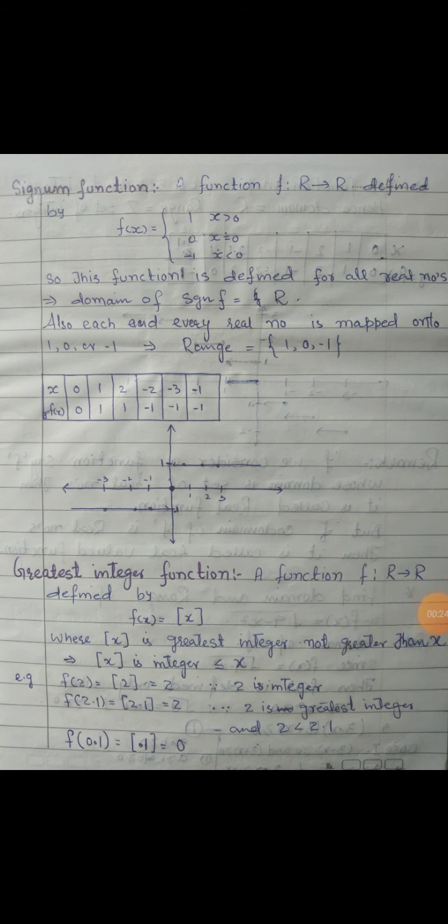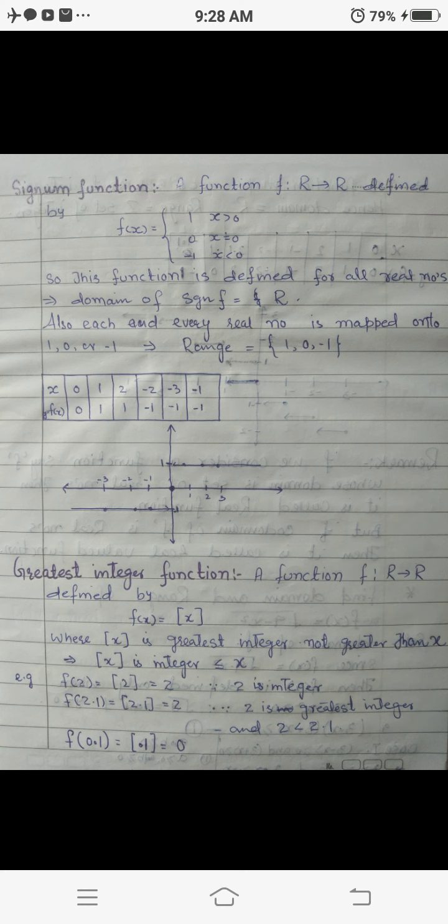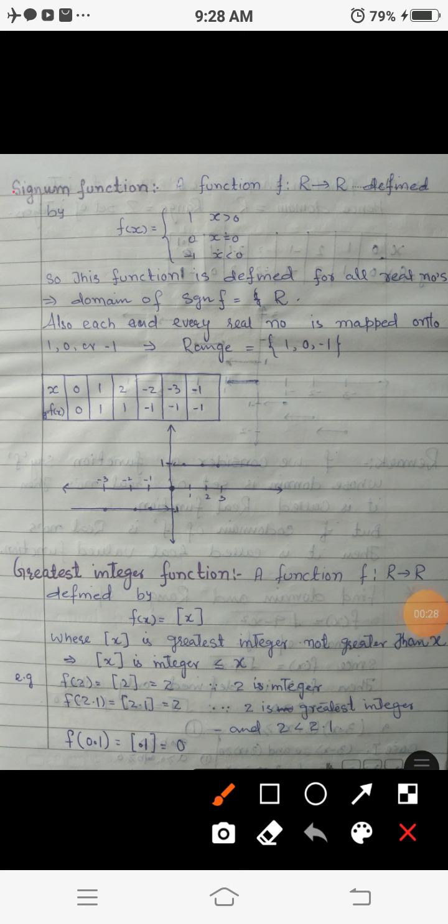Now a signum function is a function f from R to R defined by f of x is 1 if x is positive, that is, it relates positive real numbers to 1. f of x is 0 if x is 0, that is, 0 goes to 0, and f of x is minus 1 if x is less than 0. This means that negative goes to negative.